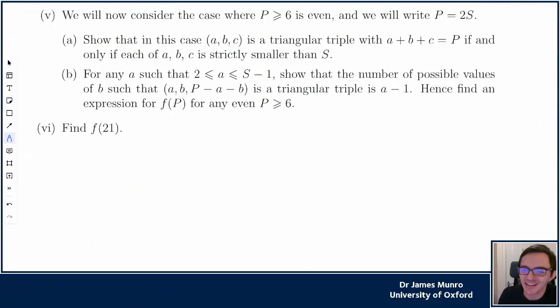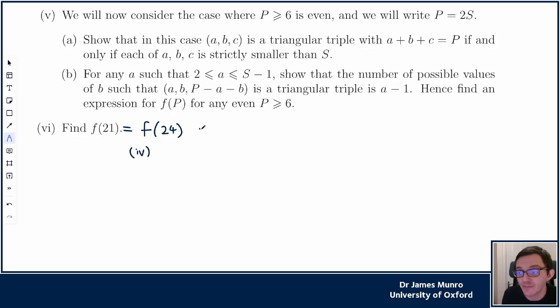And part 6, the very last part of this question, wants us to find f of 21. So we can use the previous parts of the question here. This is equal to f of 24 using part 4, which was that f of 2k is equal to f of 2k minus 3. That works because 24 is even.